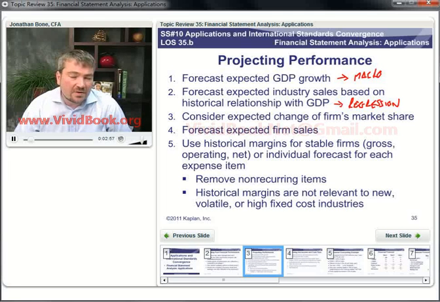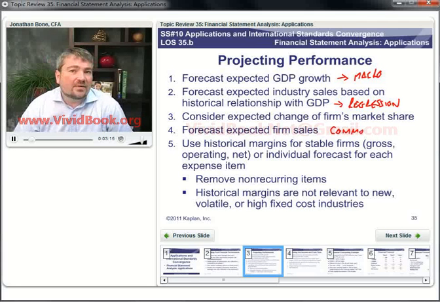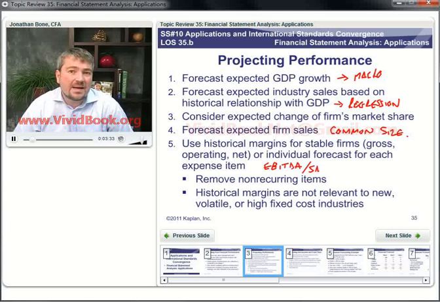Now, once you've got your firm's sales, you can then use that to start projecting your income statement, particularly by using common size income statements. So, in other words, in step 5, we're going to be reliant on common size income statements. In other words, using historical margins such as gross profit margins, operating profits, net profit margins. A typical one that's actually used here as well is EBITDA over sales, because it tends to be more constant over time than EBIT over sales.